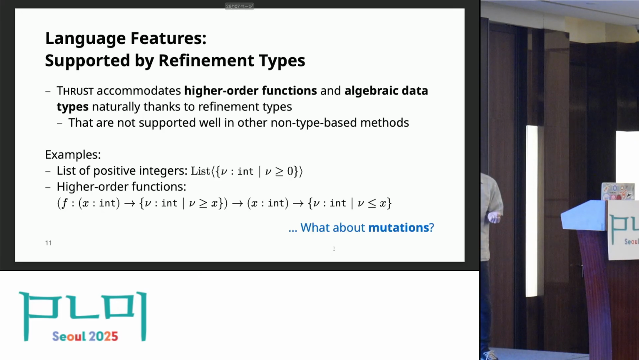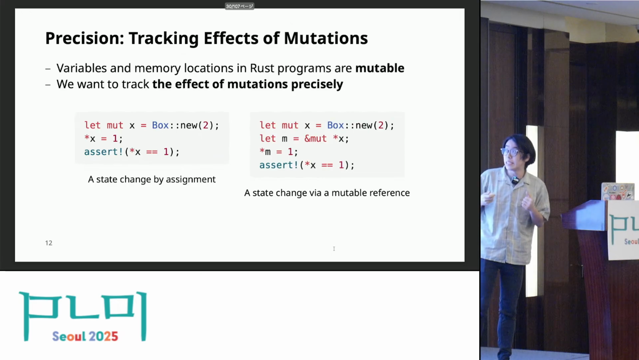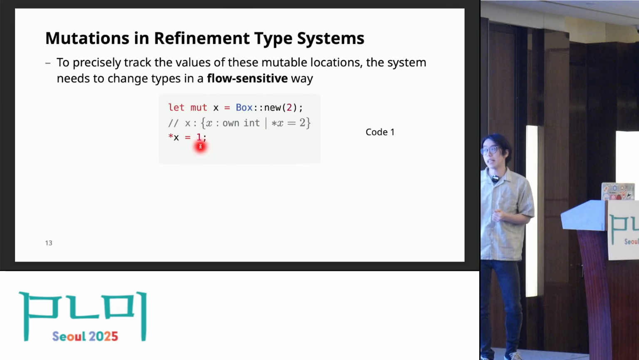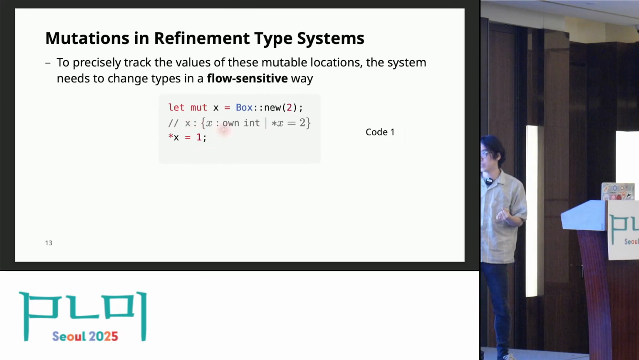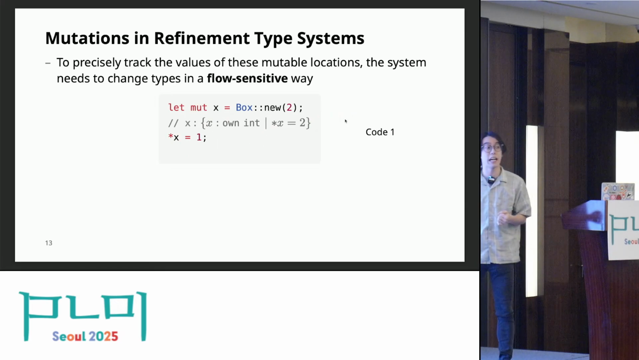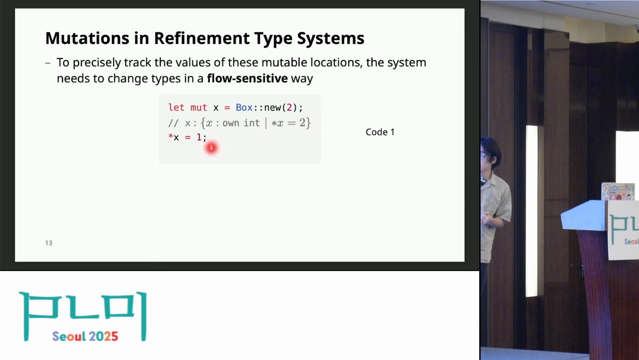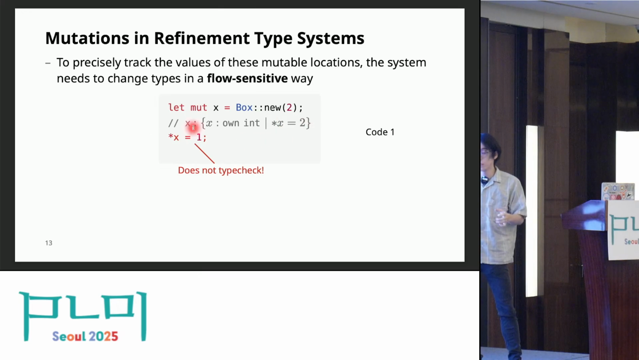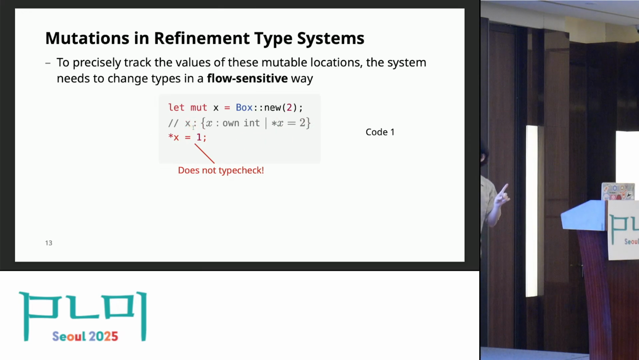What about mutation? Mutation is also an essential feature in Rust programming, and we want to track the effect of mutation precisely in our type system. So let's see how that works in a refinement type system. This is the refinement type of variable x, and that essentially says that the content of x equals the integer 2. And in the next line, we want to update the value of x. But this does not type check naively, because simply value 1 is not compatible with value 2.